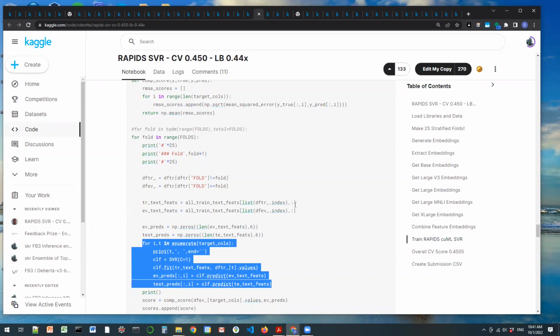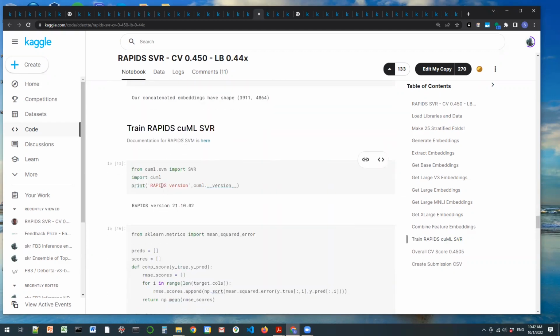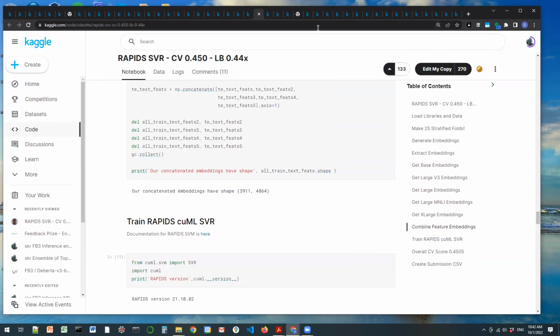Now, this is SVR, but the parallelization is because he's using the cuML version, the Rapids version of SVR. Now, let me see whether I can get to my notebook that I was playing with. A second here.